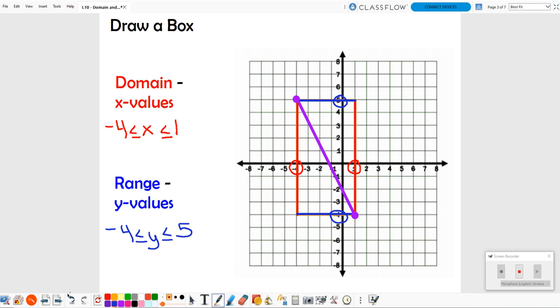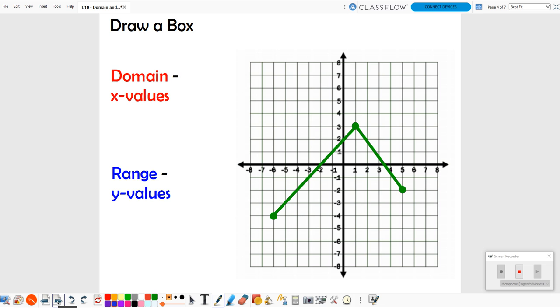And it doesn't matter whether your function makes a straight line like this or is kind of a weird looking function. You can still make a box. You just have to make sure that your box includes all your values. So your highest value, which is up here, and your lowest value, it's not this point here, but it's all the way down here. So you want the entire function included in that box.